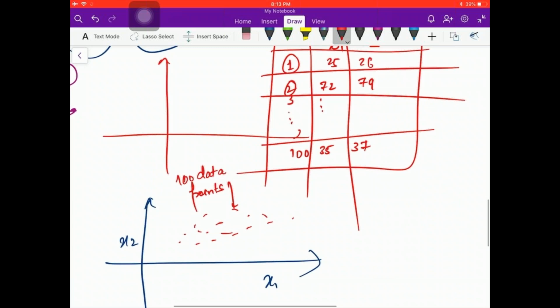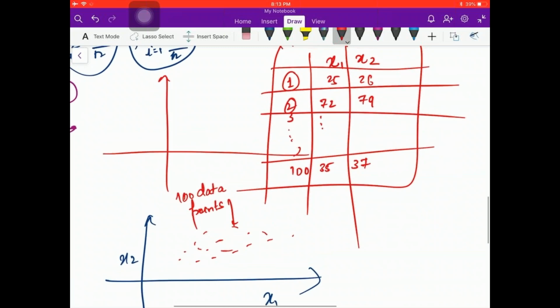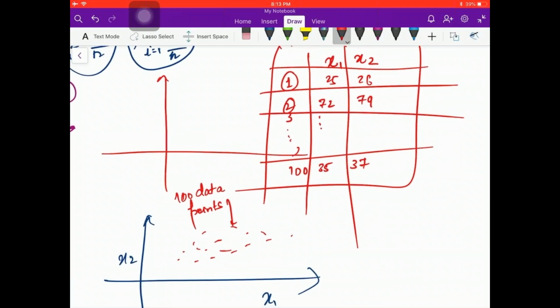Now tell me, what were you asking? Where will the points come? What does that question mean? Means our algorithm will detect all the points. No, I have not done any algorithm till now. I have just plotted the points, right? So we have 100 points on this 2D.